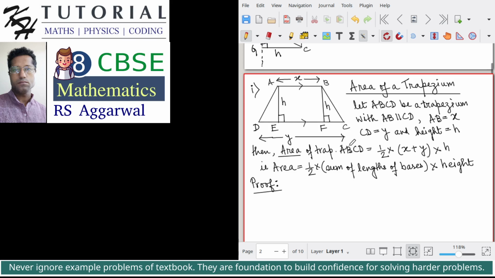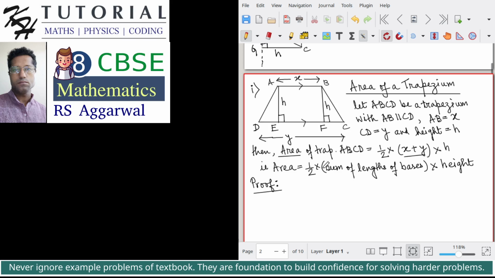Then the formula is: the area of the trapezium ABCD will be half multiplied by the sum X plus Y, multiplied by H. So X plus Y is the sum of the lengths of the bases, as X is the length of the base AB, and Y is the length of the base DC.